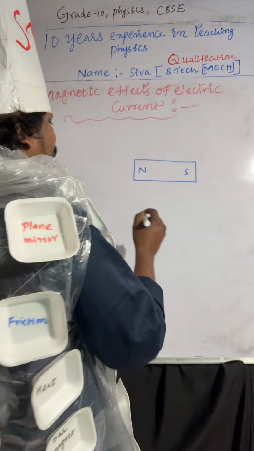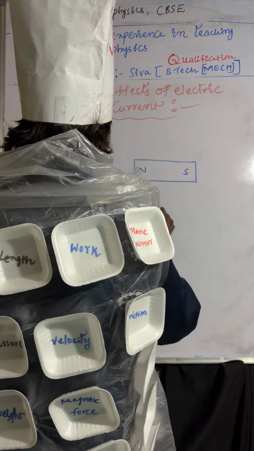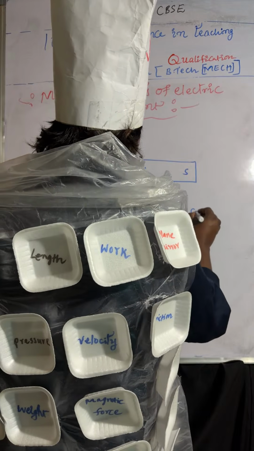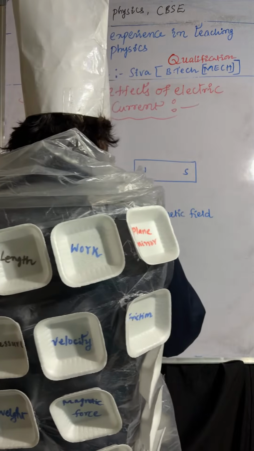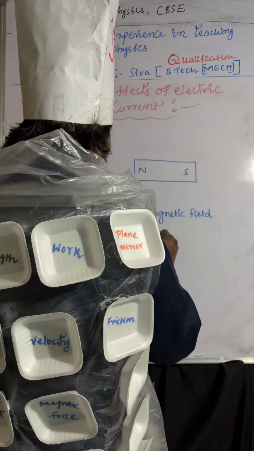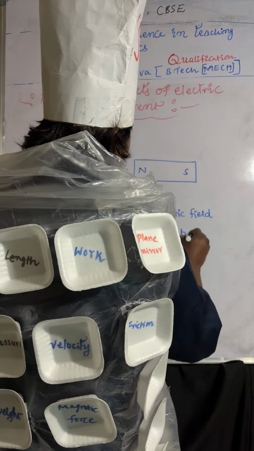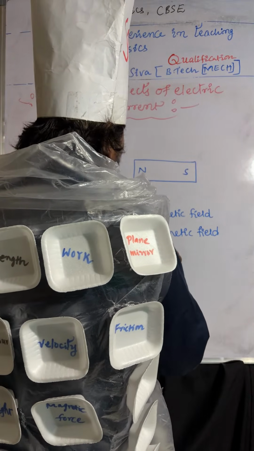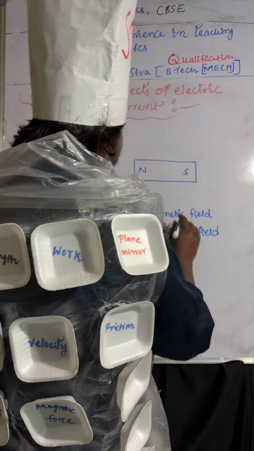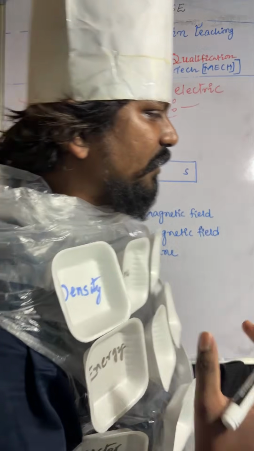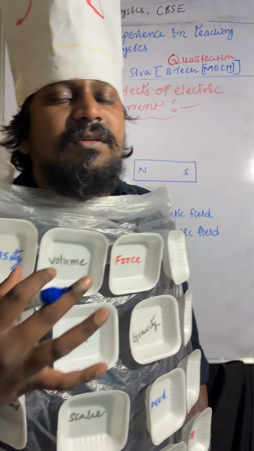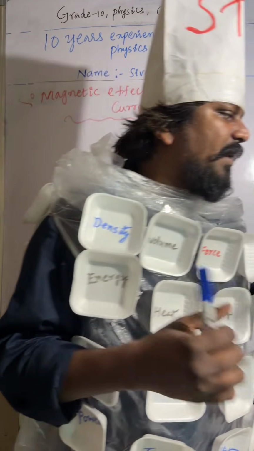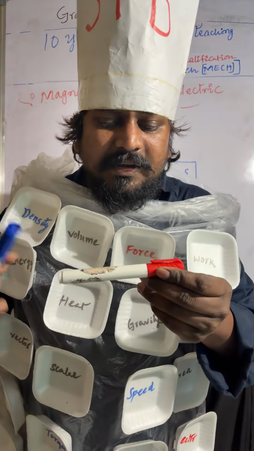How will the field be? Point number one, the magnetic field, and point number two, magnetic field lines. The magnetic field is the region around the magnet in which magnetic force is exerted. If you take a bar magnet, around this magnet the magnetic field will be there.